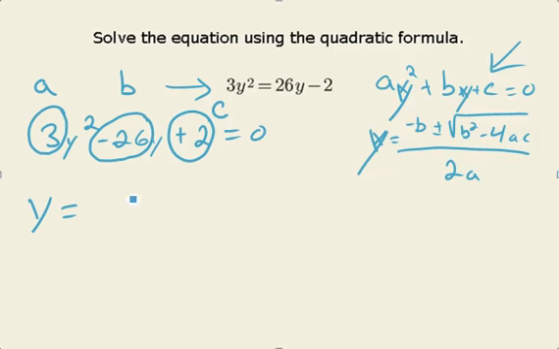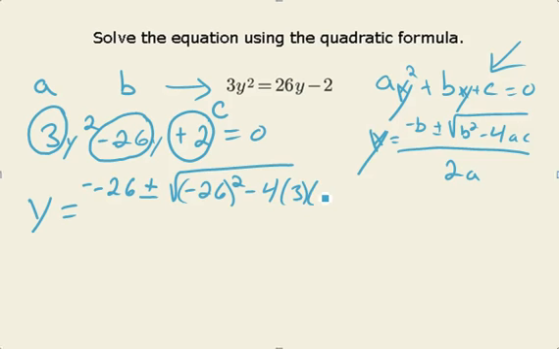y equals the negative of b, negative of 26, negative of negative 26, plus or minus the square root of b, negative 26, squared, minus 4 times a, which is 3, times c, which is 2, all over 2 times a, and a again is 3. So here's what we get.